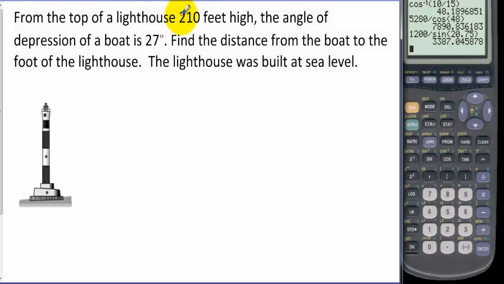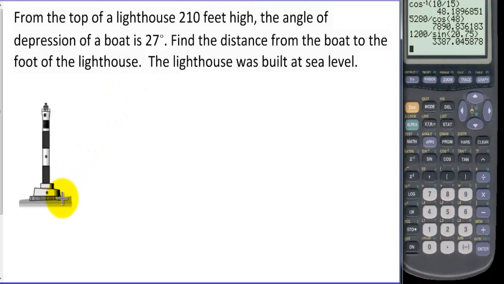From the top of a lighthouse, let's try that again. From the top of a lighthouse 210 feet high, the angle of depression of a boat is 27 degrees. Find the distance from the boat to the foot of the lighthouse. The lighthouse was built at sea level.